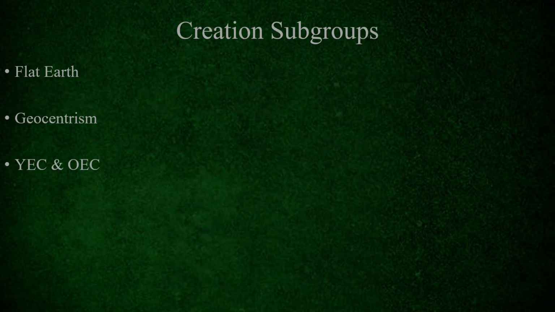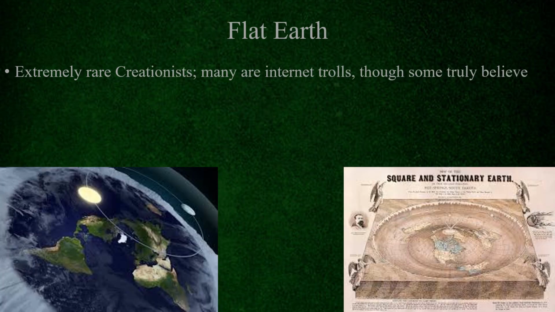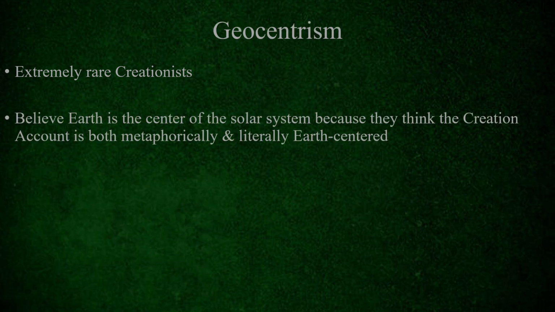That sort of thinking. The groups within the creation side include flat Earth, geocentrism, and young Earth creationists and old Earth creationists, aka YECs and OECs. Flat Earth, yes, is a creationist group, but they are extremely rare. And a lot of them are just internet trolls. Not really that many people actually truly believe in flat Earth. Geocentrism is also an extremely rare creationist group, and they believe that the Earth is the center of the solar system because they think the creation account is both metaphorically and literally Earth-centered because of how the Earth was made first, Sun made later, and you read Genesis 1 and it's very focused on the Earth.